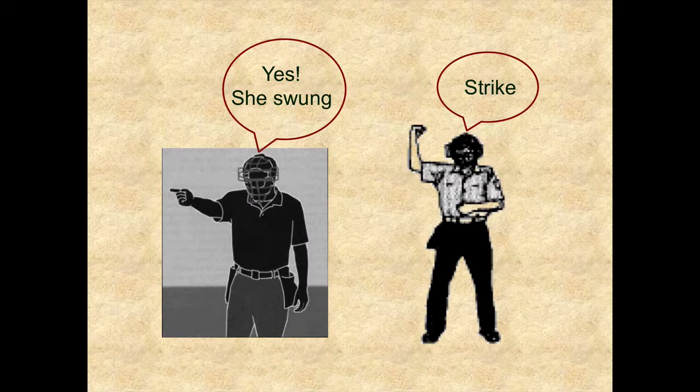If you do think she actually tried to hit the ball, then point at her. You don't want people thinking you judged the pitch as in the zone. Point at her and say something like, yes, or yes you did, or yes she swung. Then rule the pitch a strike.